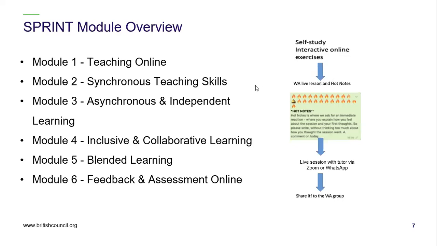On the right-hand side here, you have how each module is structured. This is like the green boxes I showed you before. You've got your self-study, interactive online exercises to be done. Then on the Tuesday, not this week, but from next week, you've got a WhatsApp live lesson. So you're going to need your desktop WhatsApp or your WhatsApp on your phone, and then we'll take notes as a group, exchanging impressions of what we've taken from it. On the Thursday from next week, we're going to be having live sessions via Zoom or via WhatsApp in group in week 4.